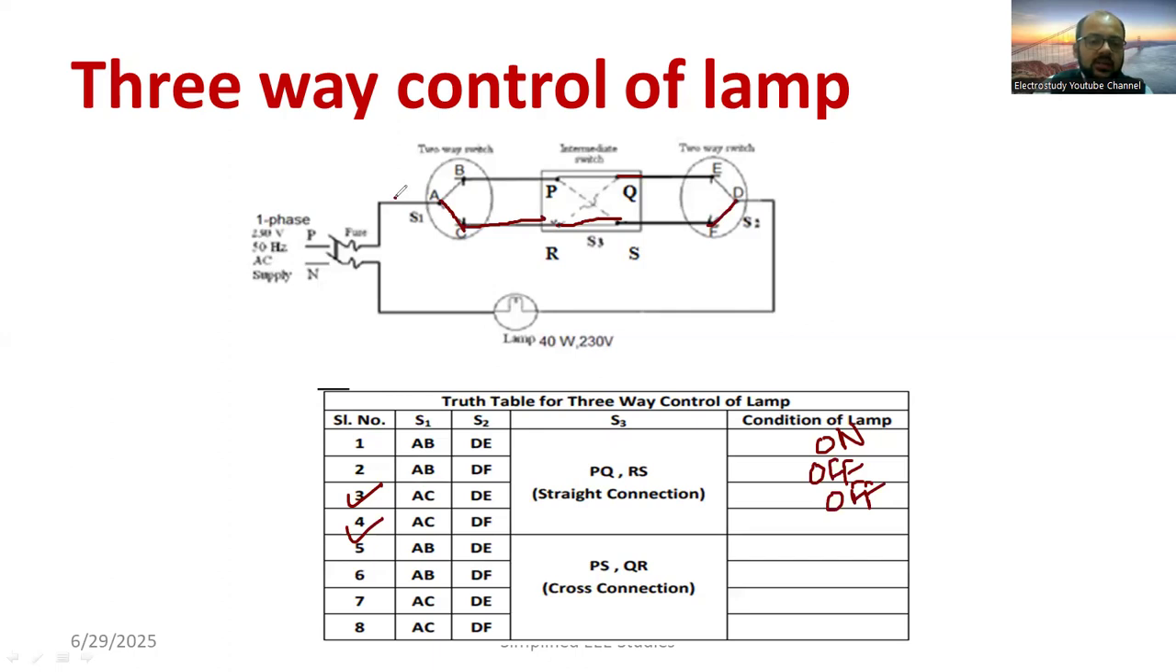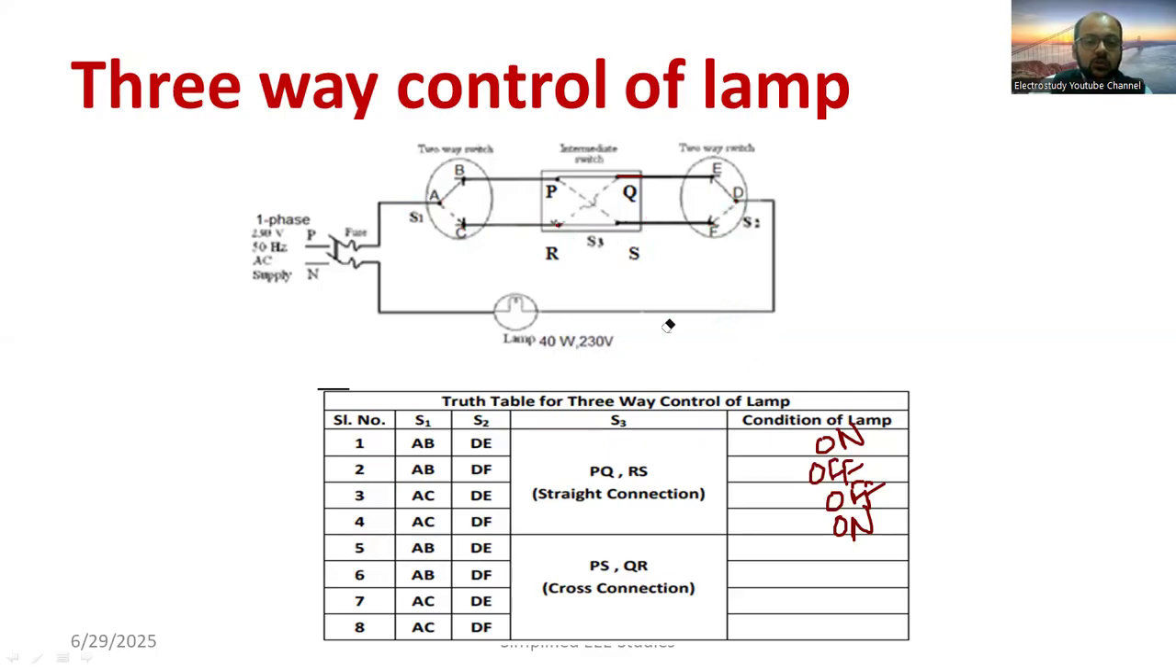As soon as I provide the supply, it will pass in this fashion. Current will be directly moving over there. Ultimately, current will pass through the lamp. Ultimately, it will be at on condition. Correct? I hope you understood. So now let me talk about the cross connection.